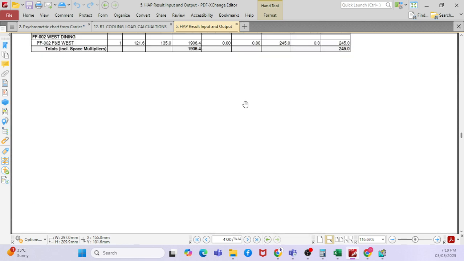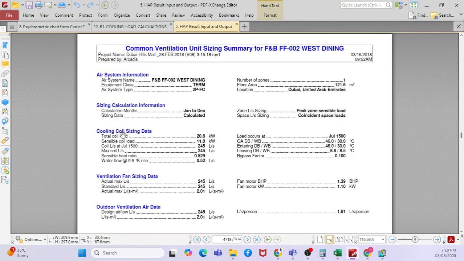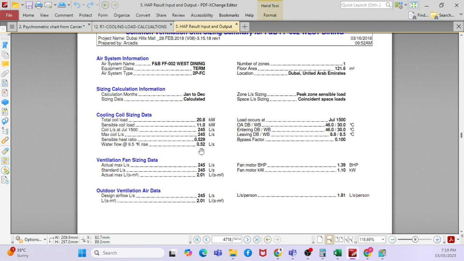If you go further up and see the result, can you see this result here? Total cooling load this much, sensible load this much, airflow rate this much, and your entering temperature, leaving temperature, outside temperature, the bypass factor, and the chilled water flow rate. Everything will give you the result.